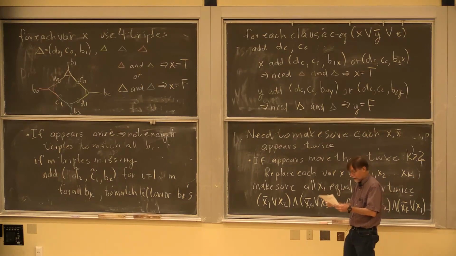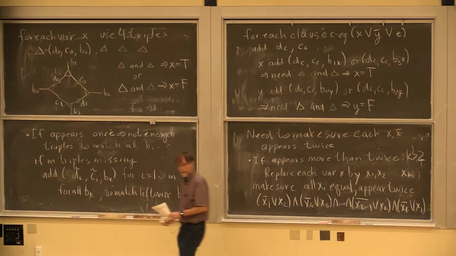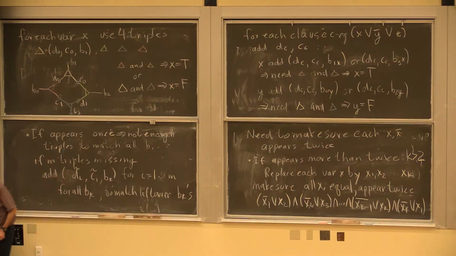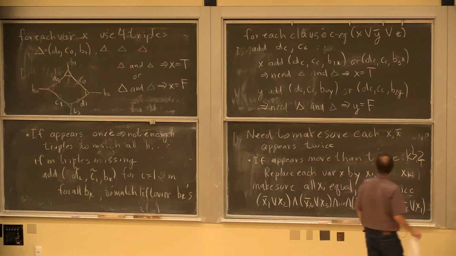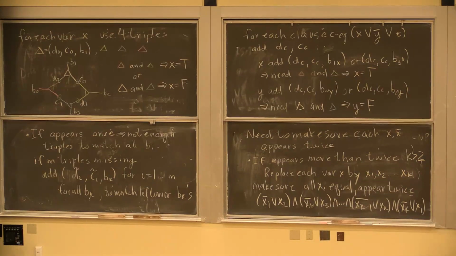Any questions about this? I think that is the end of this complicated combinatorial description of 3D matching. And now I can move on to the more interesting problem, 0,1 equations.